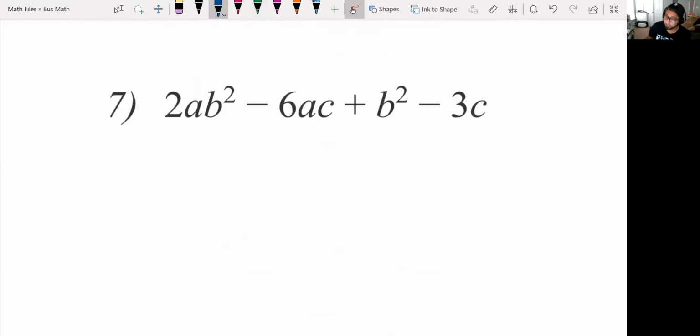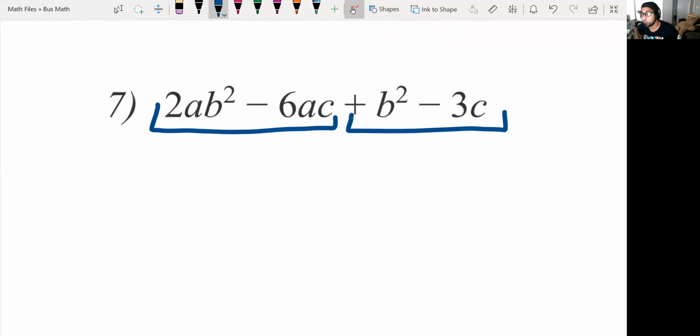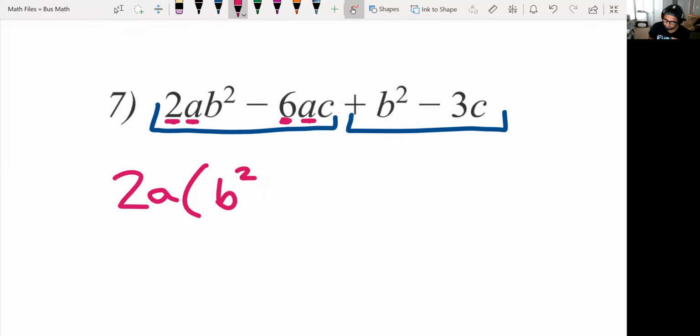7, jump in again. Group those two. Group those two. Okay, let's start. 2 and 6, I can take out a 2. A and A, I can take out an A. And then you have a B squared and a C, nothing happens there. So the only thing we can take out is a 2A. So I take out a 2A from the first term, that leaves me with B squared minus 3C.